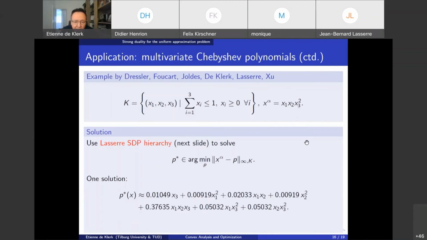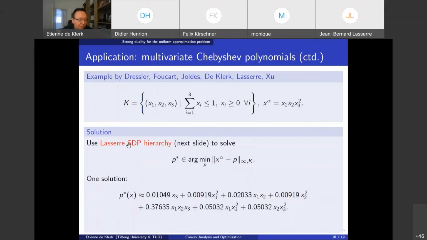If you stare at it, it has some symmetries that we expect, like this thing is symmetric in x1, x2. So basically the x1 squared and x2 squared should have the same coefficients and so forth. So we have the same coefficient here. And then x to the alpha minus this thing gives us a generalized Chebyshev polynomial in 3 variables corresponding to this x to the alpha on the simplex. Okay, so this is an ongoing project, so I just use this as a small example.